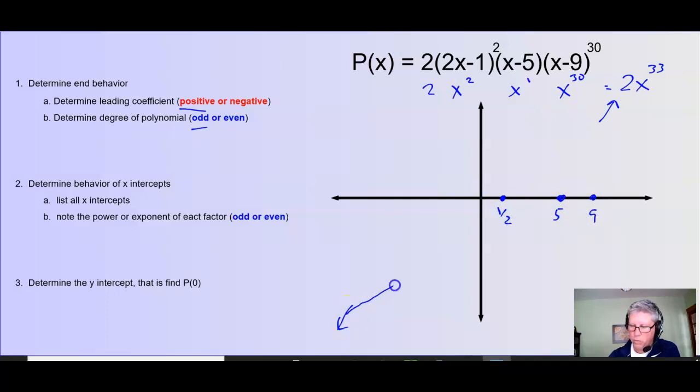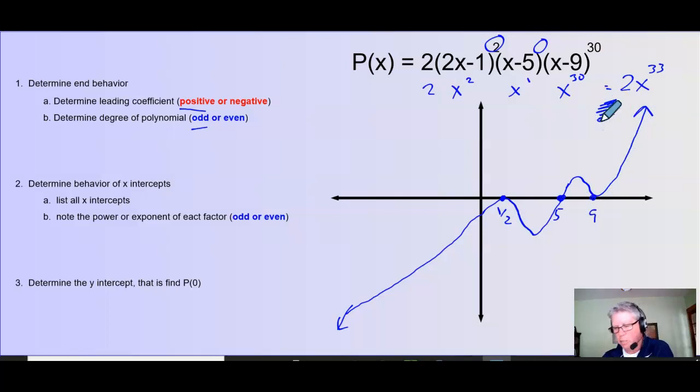So here we go. When we get to 1/2, we are going to swoop. Why are we swooping? Because it is even. At 5, we're going to go through because it is odd. And at 9, we're going to swoop because 30 is even. Why did you write that right here when it should have been over there? All right, the y-intercept is going to be a really, really big negative number. And I have placed it perfectly because once I figure that out, I would write it right there.